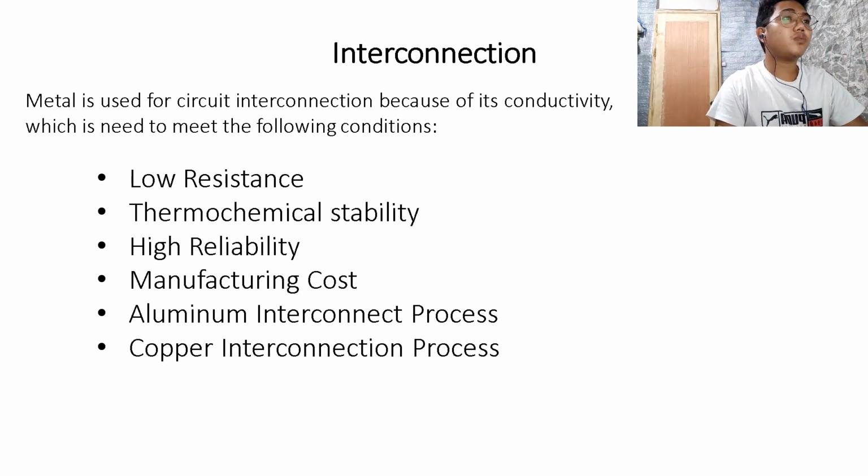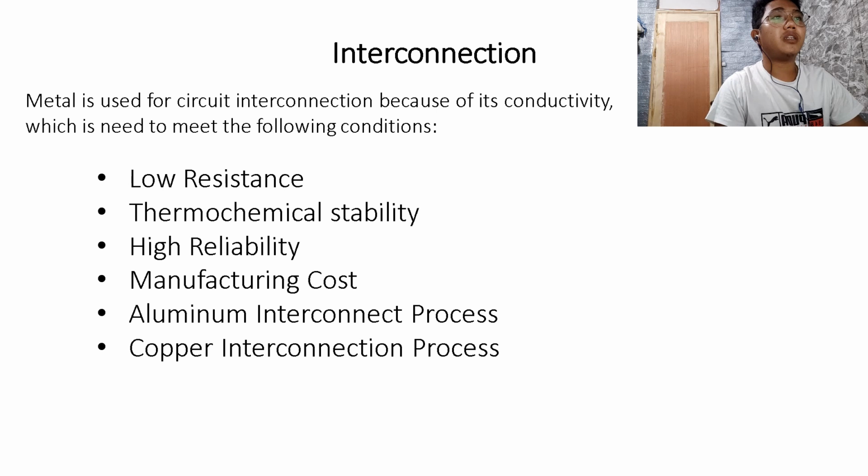So metal is used for circuit interconnection because of its conductivity, which is needed to meet the following conditions. These conditions need to be met for us to continue to the next process. The first that we should consider is that the circuit should be low resistance. Since the metal circuit needs to pass current, basically, the metal in it should have low resistance.